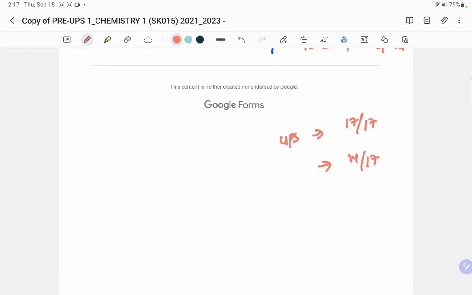Nak struggle untuk practical test lagi, lab report test lagi, assignment lagi. Nanti memang kena struggle untuk final exam. So, you better score for UPS 1 ni lah. Okay, saya nak minimum 14 over 17.